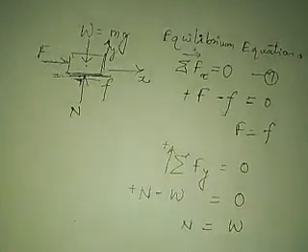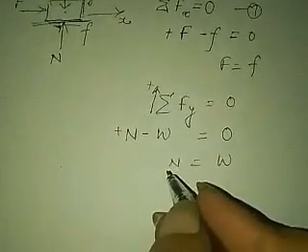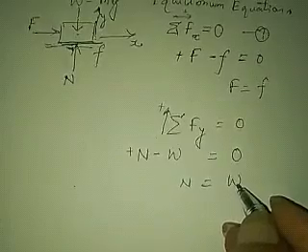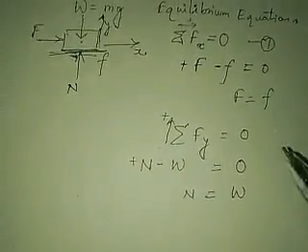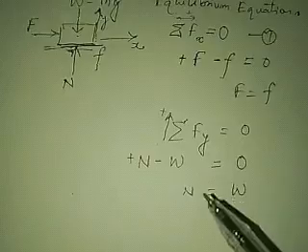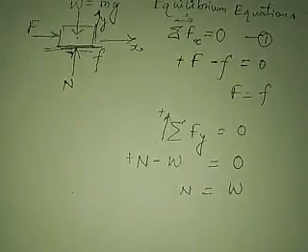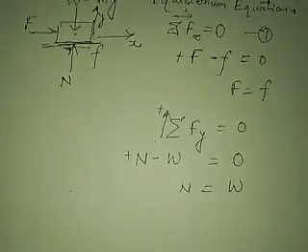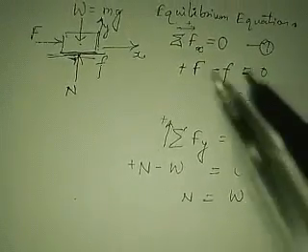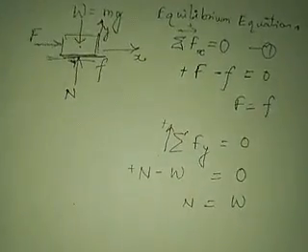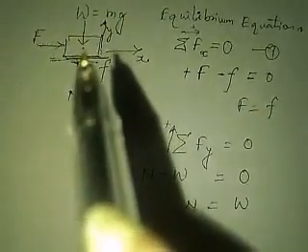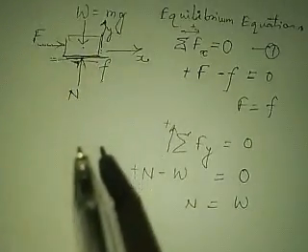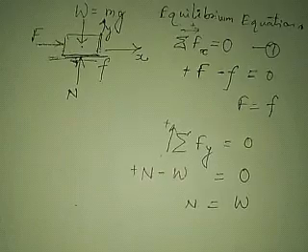So what happens if N is not adequate to support W? Suppose W is 10 kilonewton and N can be offered up to say 7 kilonewton. Then the remaining 3 kilonewton will be unbalanced, and that unbalanced force will move this object along the resultant direction.